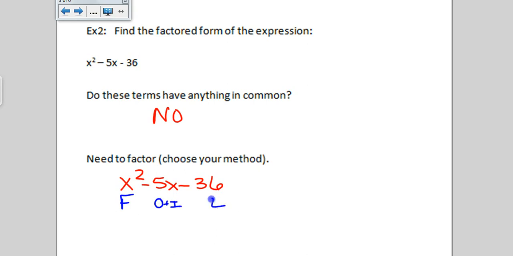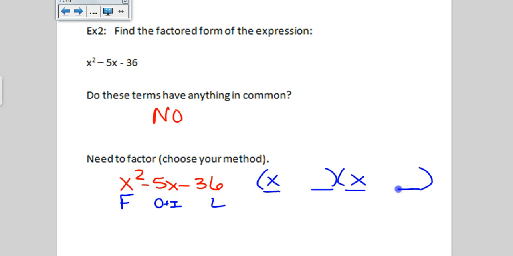So the first two numbers, when I factor, I go in the first positions, which are here and here, and they are going to have to multiply to give me an x squared. Well, that's an easy one. That's going to be x times x. Now, the next part that I look at is I always look at the last term. The last terms have to multiply to give me a negative 36. So something times something has to give me a negative 36. There's a lot of options.